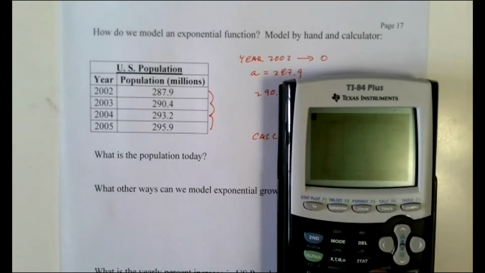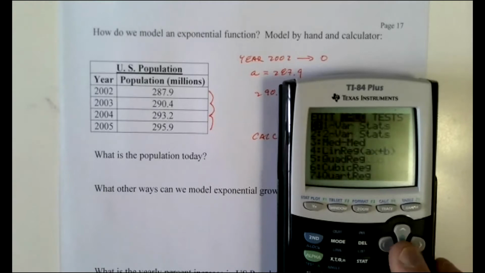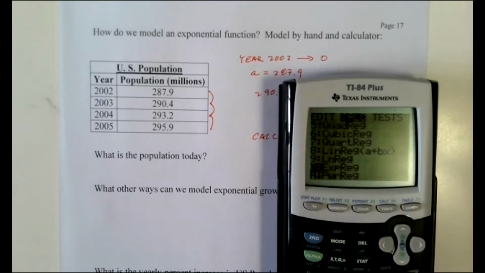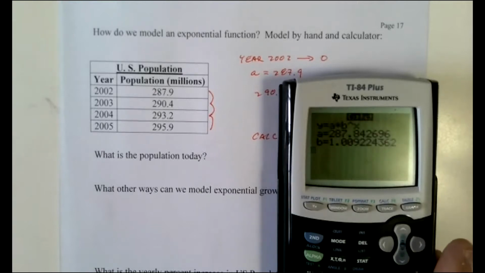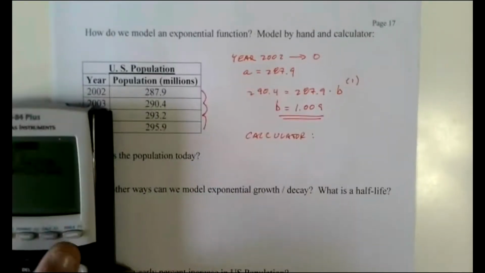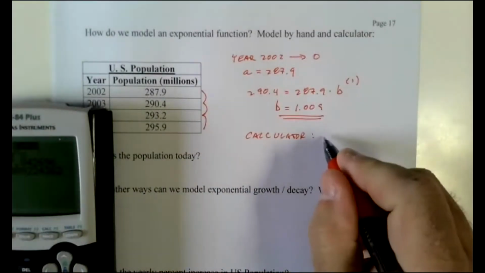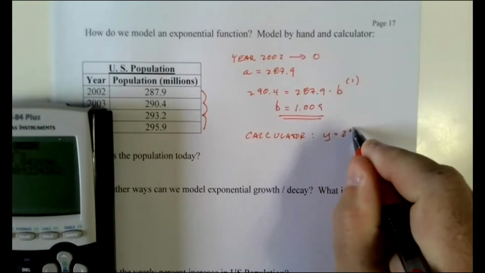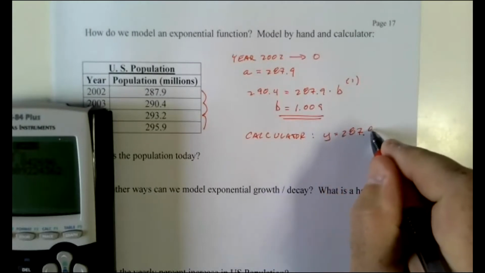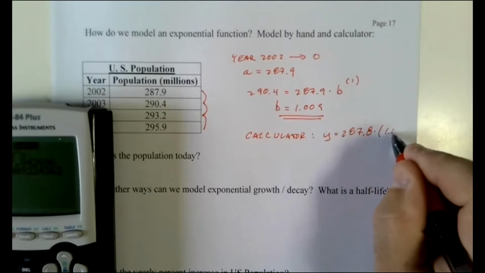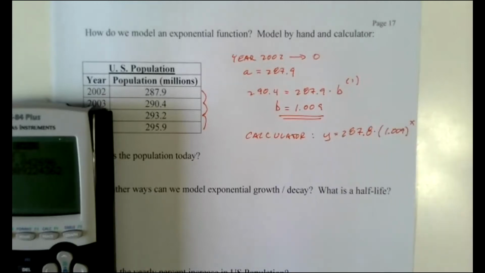Now we're doing an exponential model, so stat, calc, and we got to find exponential. And that's exponential regression. That means model it. So I want to store it, alpha y1, and hit calculate. So I get almost the exact same thing. I get y equals 287.8 times 1.009 to the x. Pretty cool.